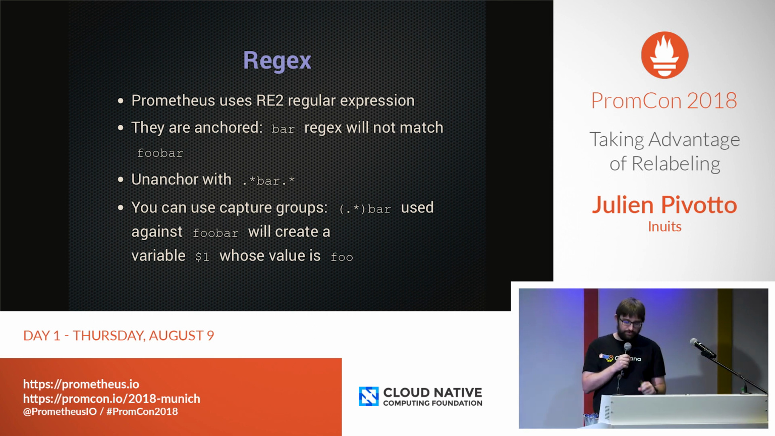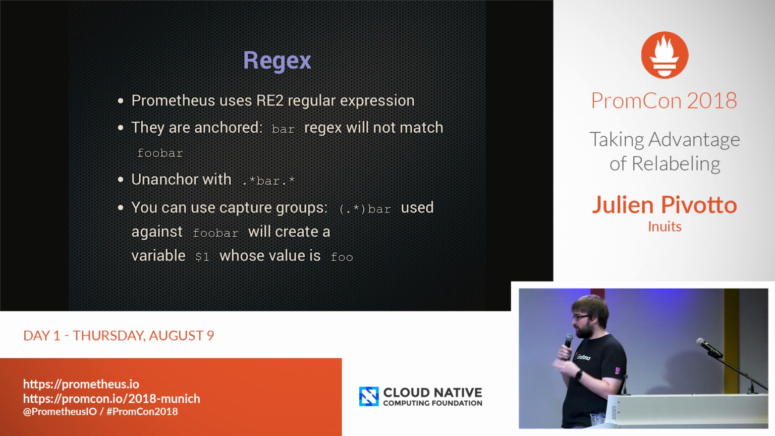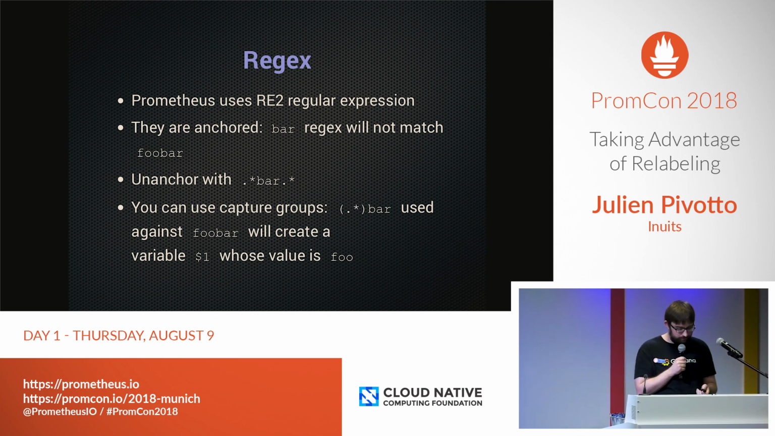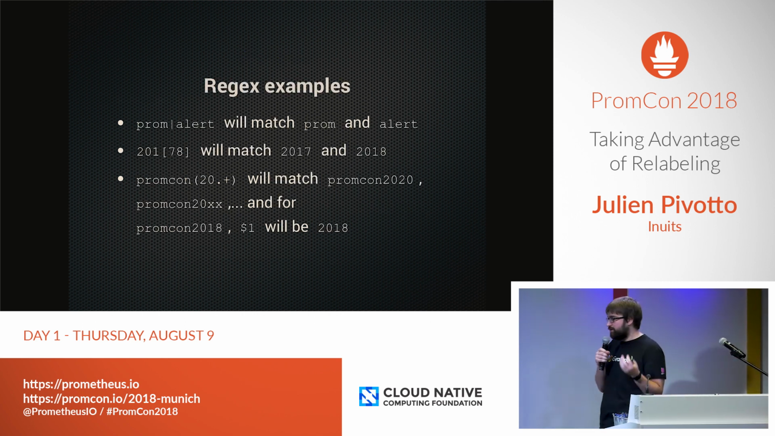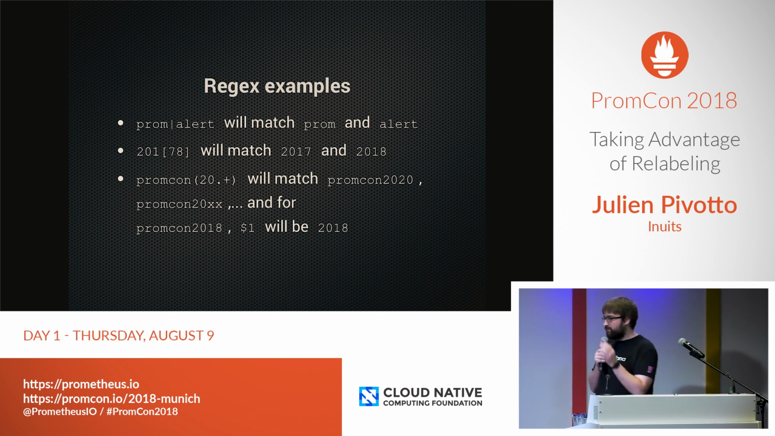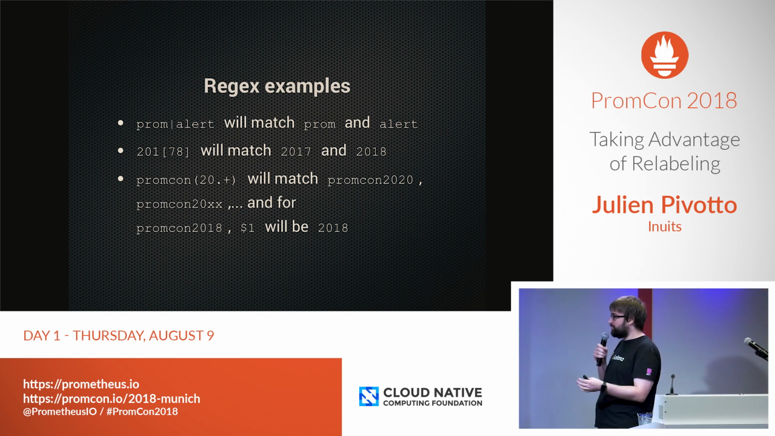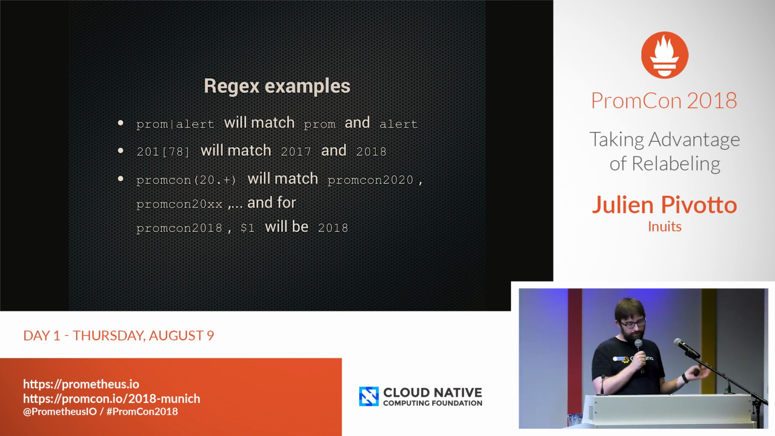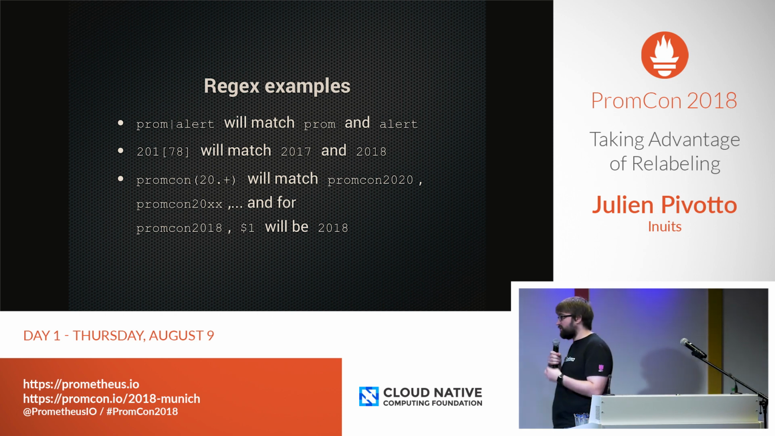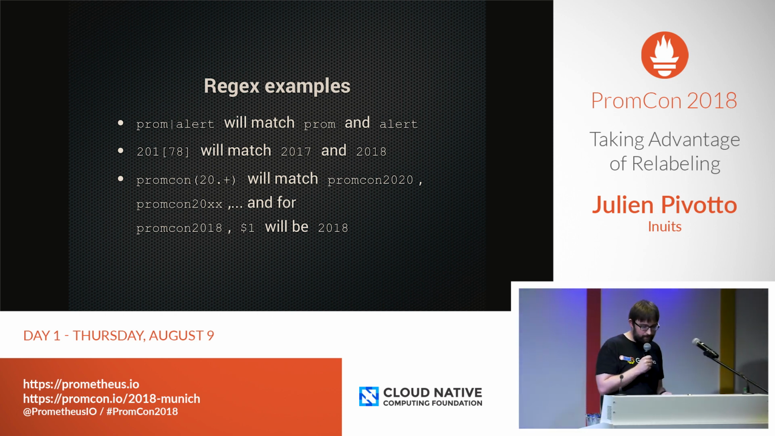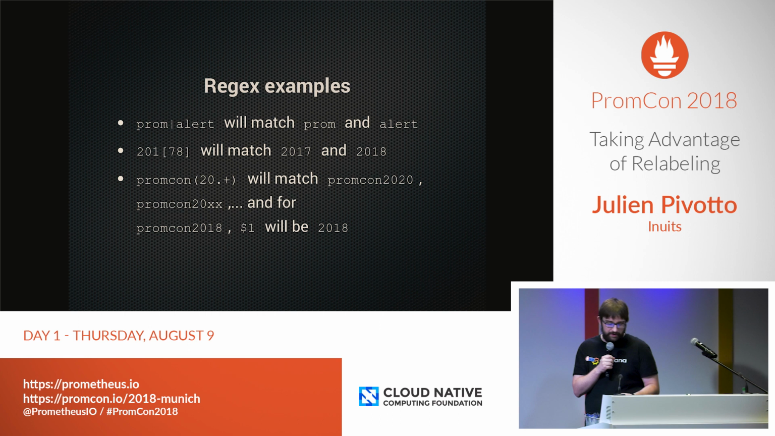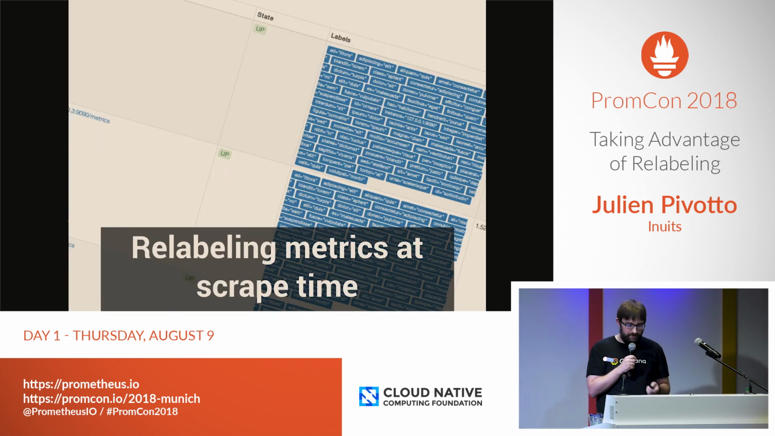You can also use capture groups to say, okay, this is something I don't know, but I want to have that in a variable that I can use. Some examples, if you are familiar with tools like grep, you will recognize them. If I say prom|alert, then it will match prom and it will match alert. If I use 201 and then the square brackets 78, it will match 2017 and 2018. And if I use parentheses, it will also match things and make a new variable, like you would expect. So let's go for relabeling.